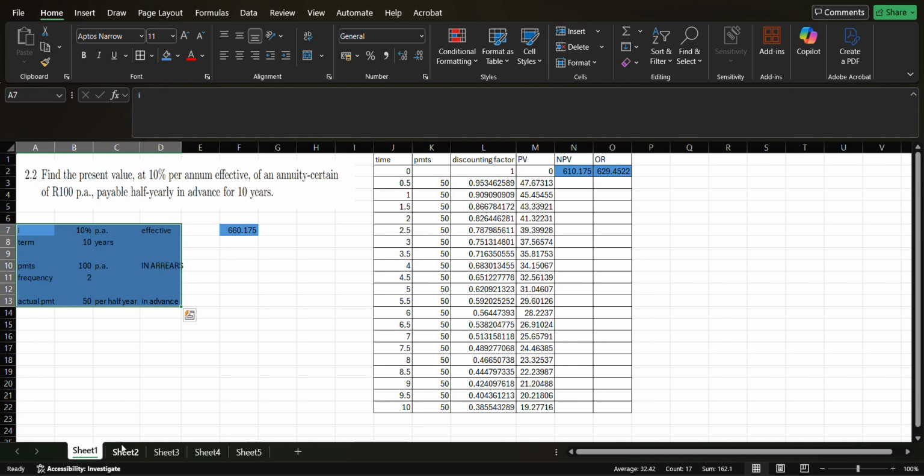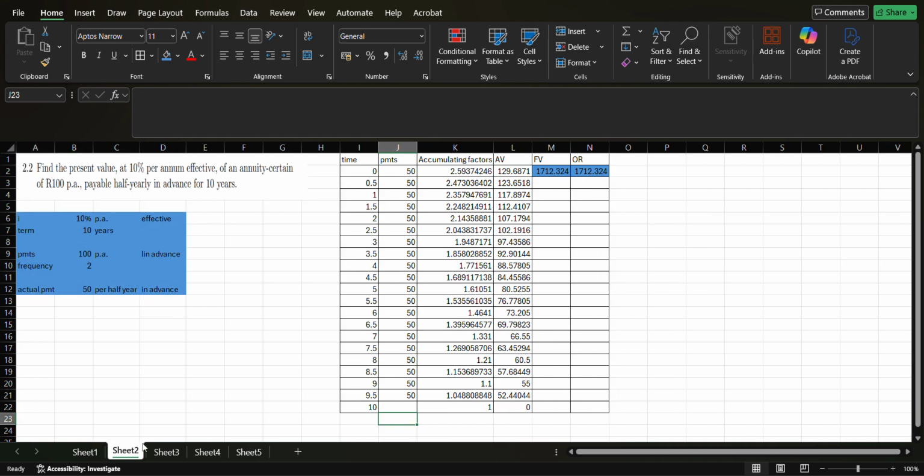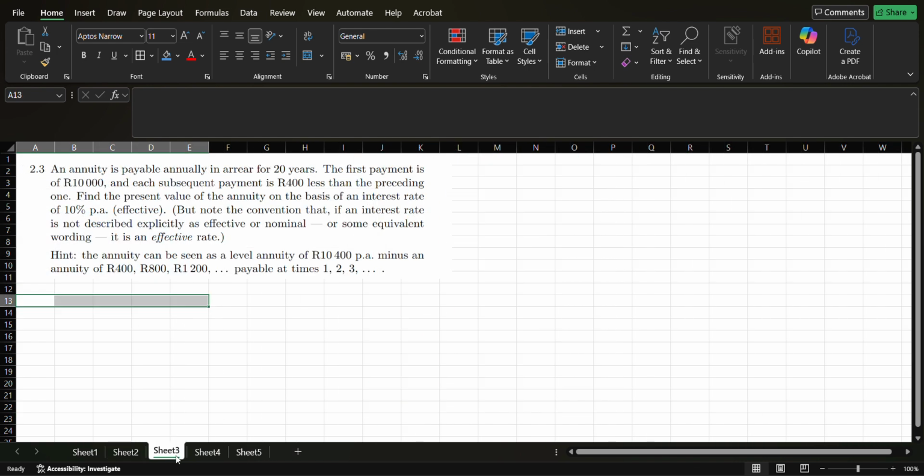So we've done present value of an annuity payable piecewise, and future value of an annuity payable piecewise. Now we get to other examples, more interesting examples.